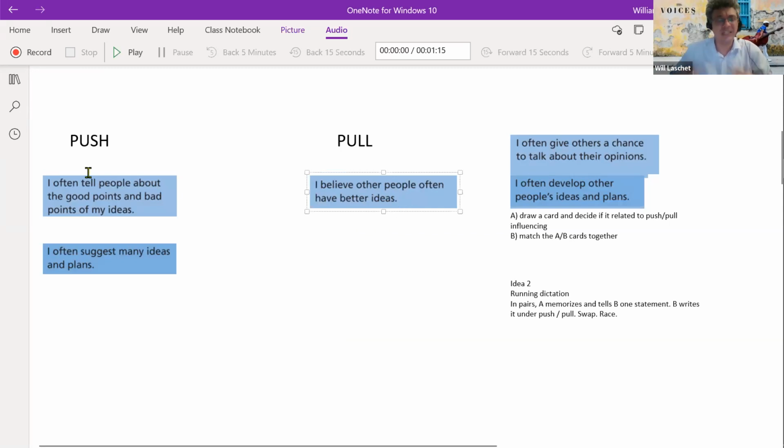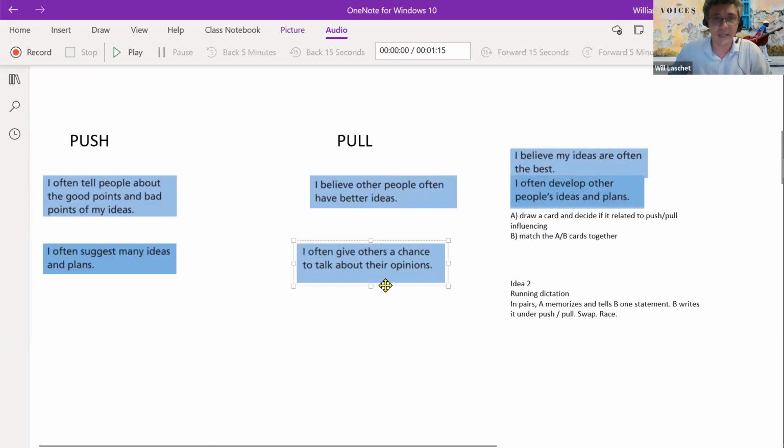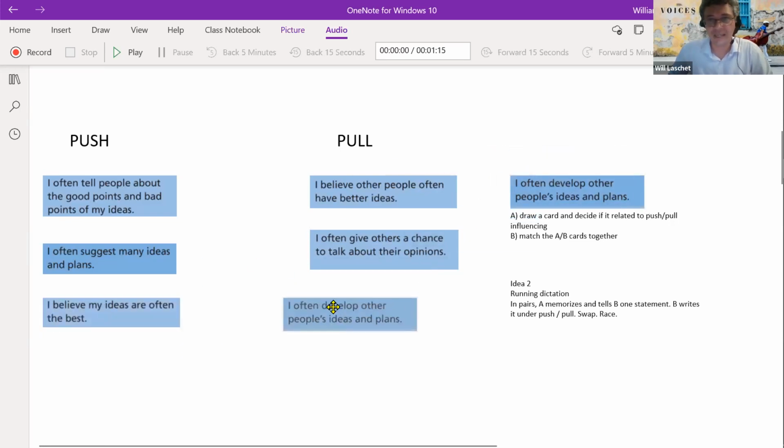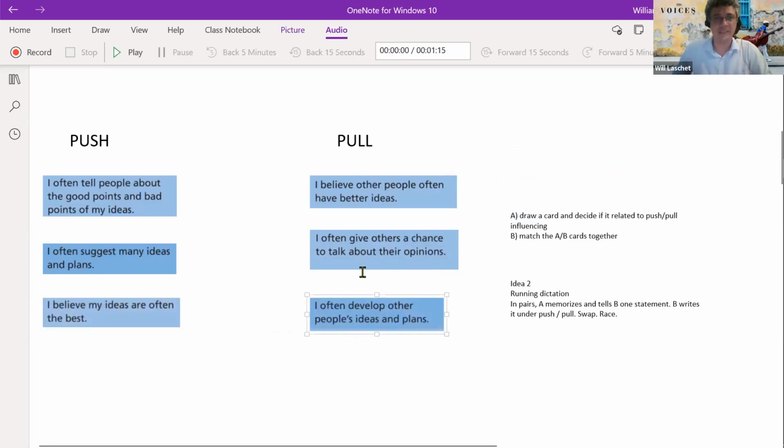So basically push is from the self, okay? Pull is from other people. So this is interesting because some of you had different ideas, and this is great when you put students into groups because they will disagree about this, and they will be able to discuss it and explain. So what we can then do later on, okay, I often give others a chance to talk about their opinion. So their opinion is pull. I believe my ideas are often the best. That's push. Okay, and I develop other people's is going to be pull.